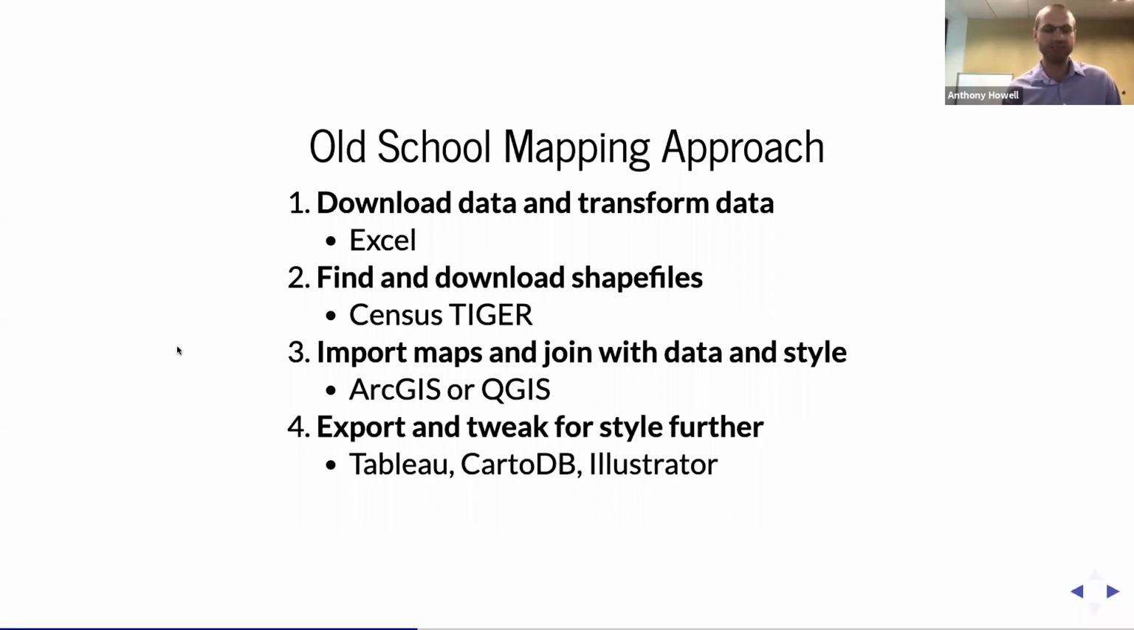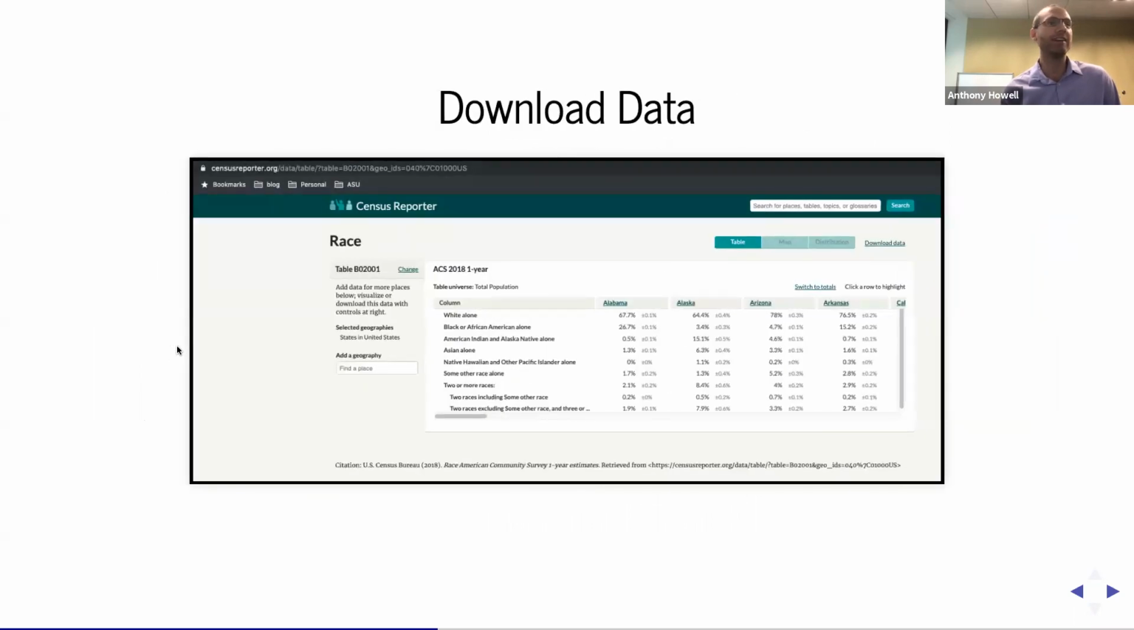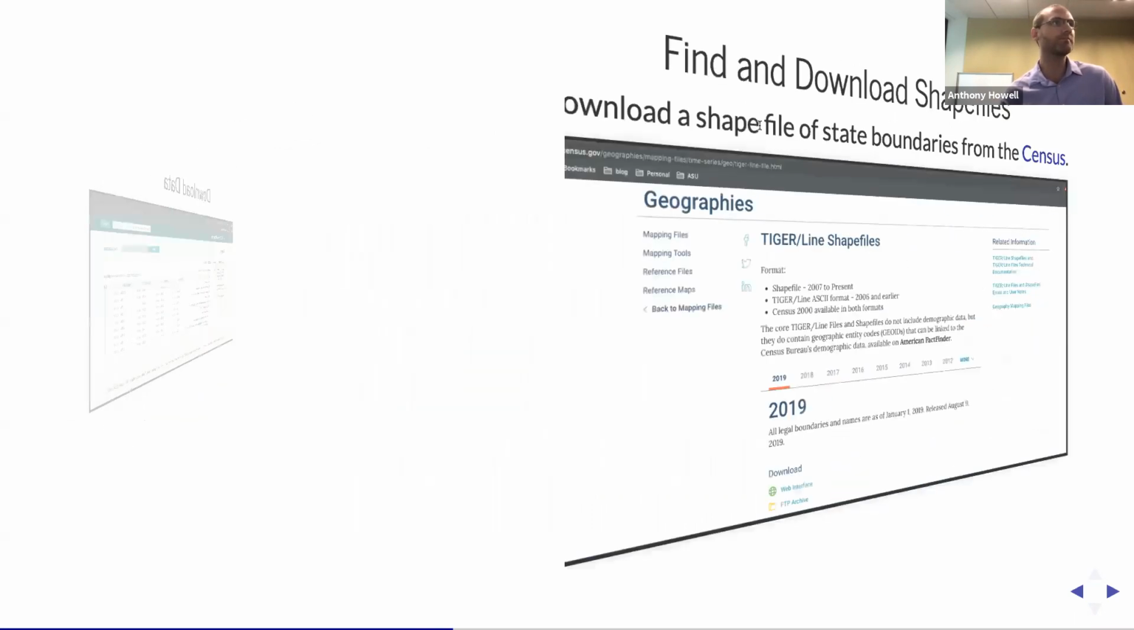This is extremely time consuming, and something I had to do 10 or 11 years ago in school, and it still gives me nightmares. Basically, this is an example. You go to censusreporter.org, look for the variables you're interested in, and download the data as a spreadsheet.